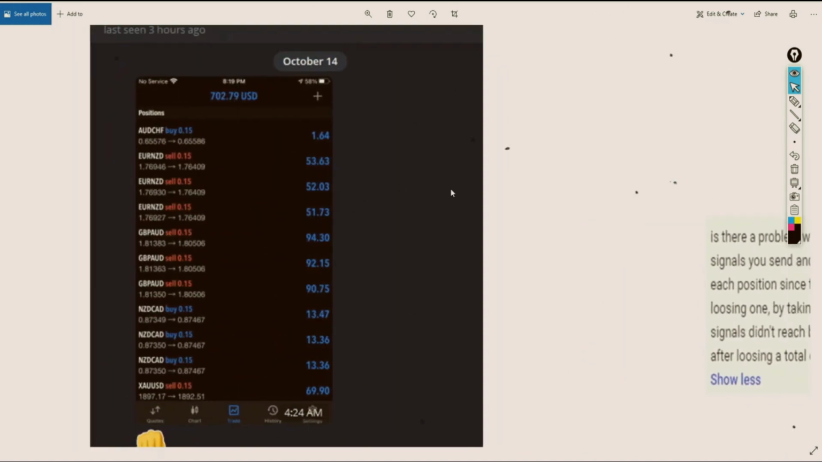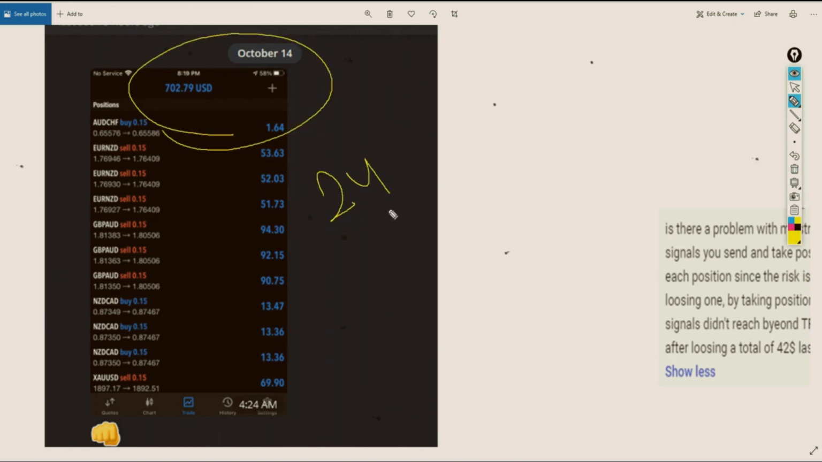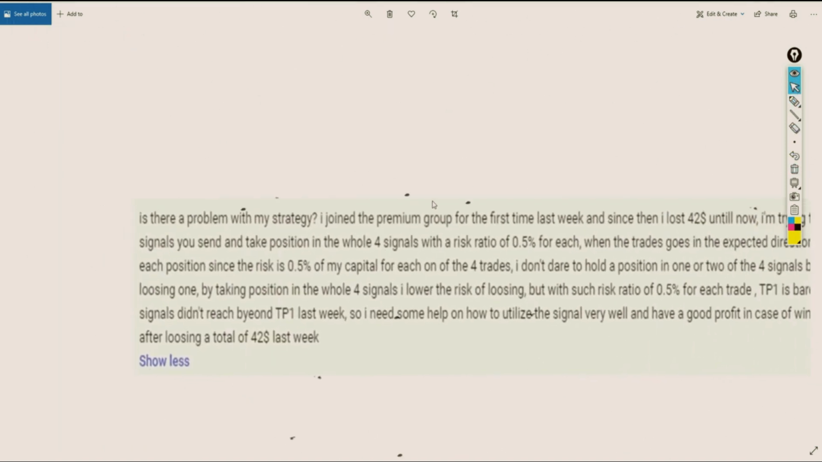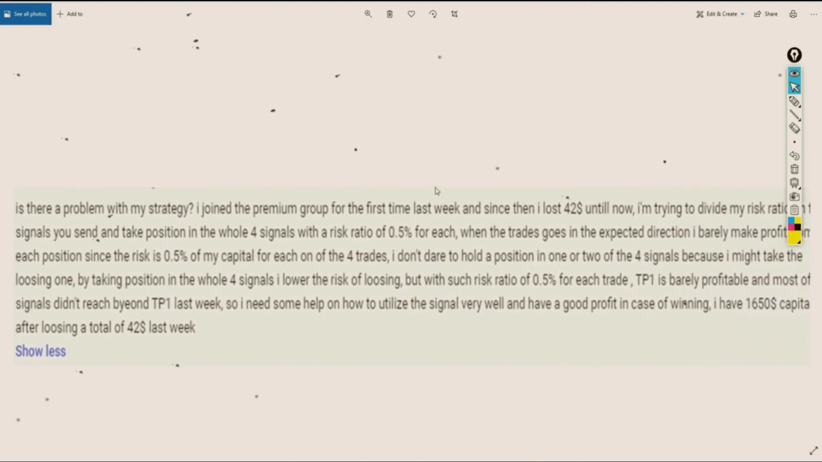What's the difference between these 2 guys? The big difference is the experience. This gentleman here has been with us for more than 2 years. This gentleman on the right side has been with us for only 1 week. Notice that what we advise new clients and members in the Forex Signals group is to use only the demo account for the first 2 weeks, just to get familiar with the signals and how to use them.